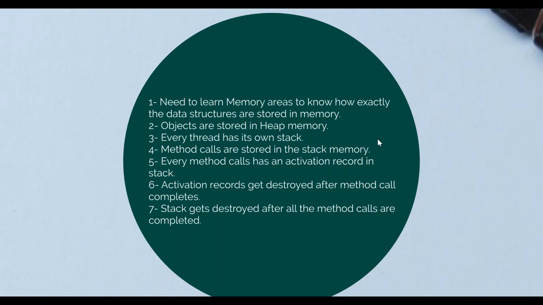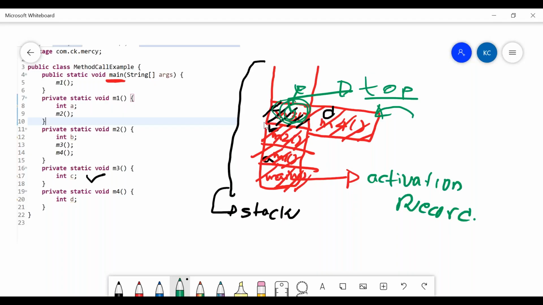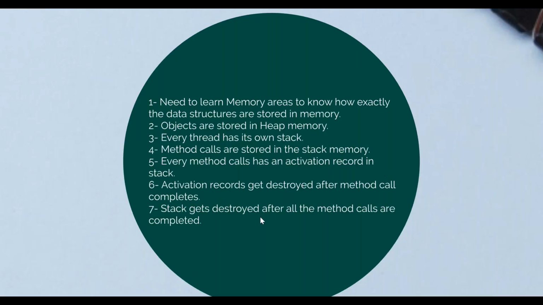And second, objects are stored inside the heap. Every thread has its own stack. Method calls are stored inside the stack memory. These three are very important things. And every method call has an activation record inside the stack. That's what we have seen over here. All these boxes are called activation records. Activation records get destroyed after the method call completes, and the stack gets destroyed after the whole method, the main method or the calling method, gets destroyed, right?